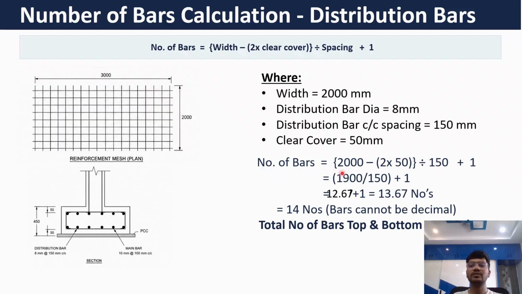Number of bars equals 2000 minus 2 times clear cover, that is 2 multiplied by 50, divided by 150, that is distribution bar center to center spacing, plus 1. So 1900 divided by 150 plus 1 equals 13.67 numbers. So number of bars required at top or bottom is 14 numbers, and the total number of bars required is 2 multiplied by 14, which equals 28 numbers.